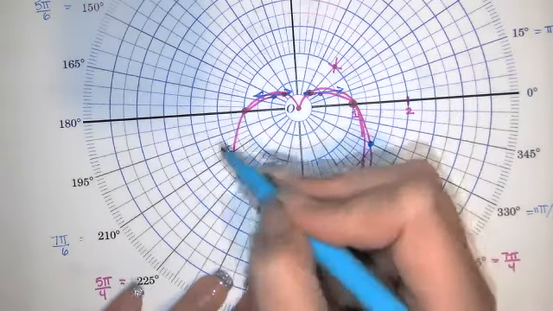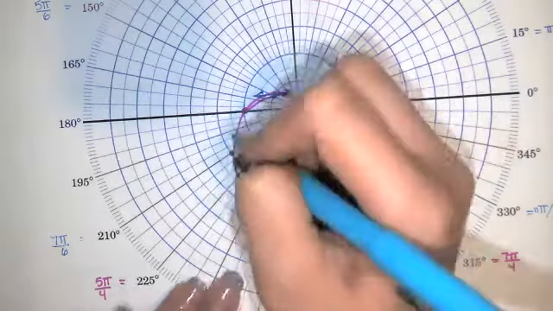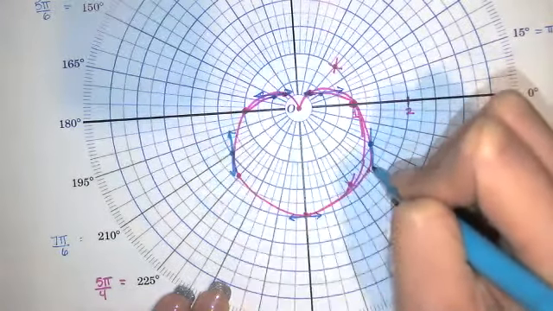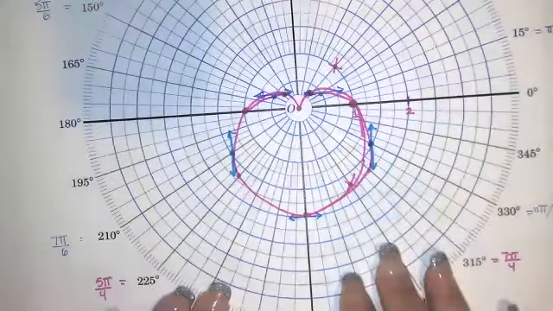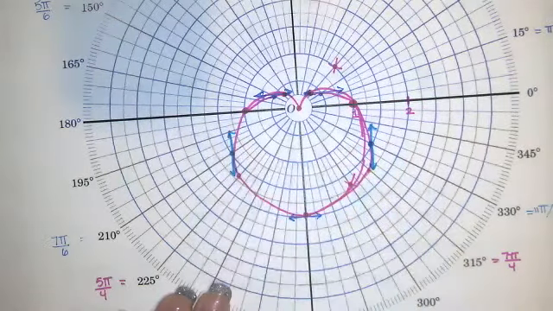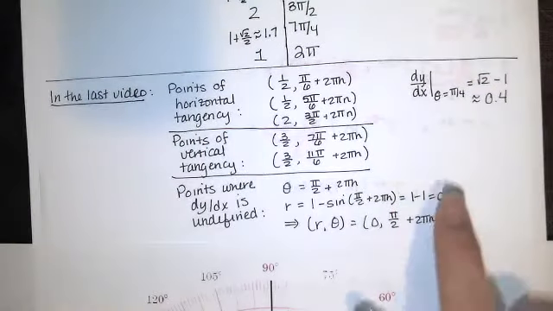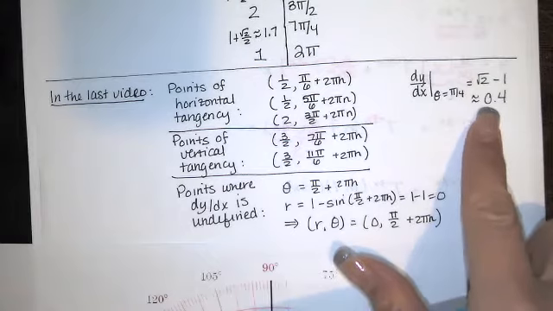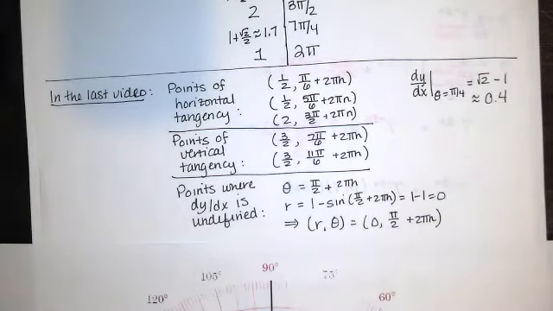All right, now we're supposed to have vertical tangent lines there. And if my graph was perfect, they would be vertical. Okay. And then at pi over 4, we're supposed to have a slope of 0.4 approximately.